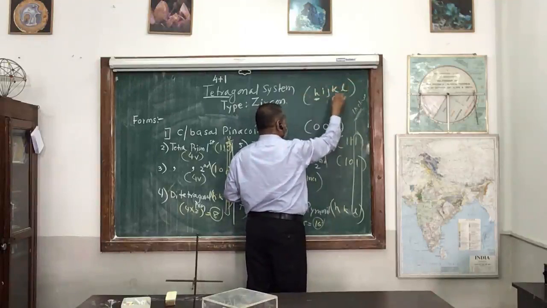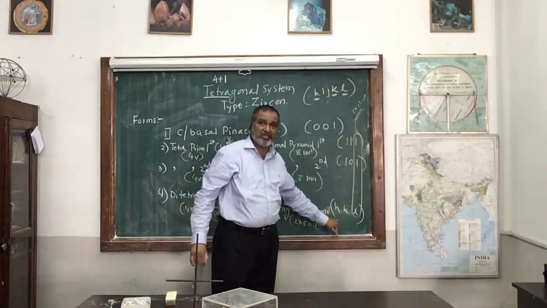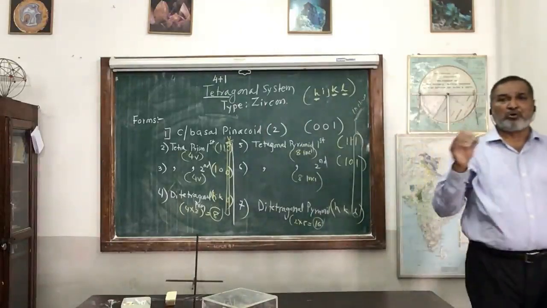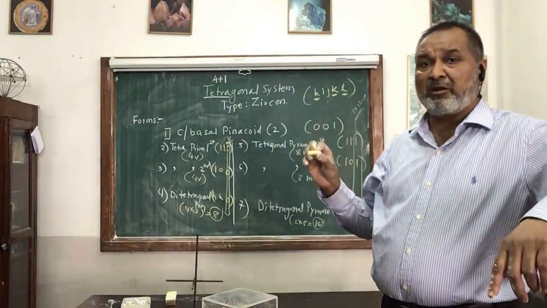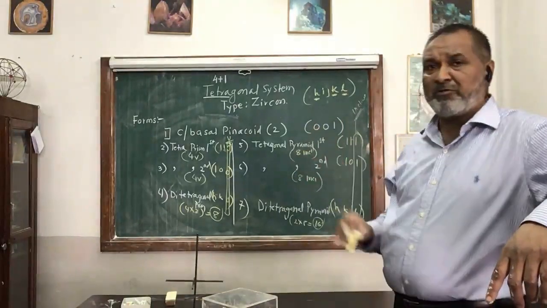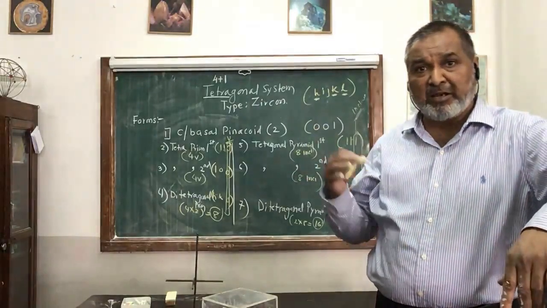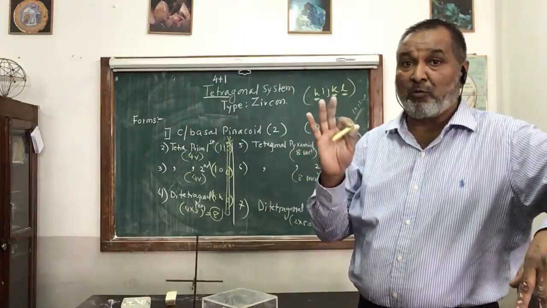H for the shortest distance, K for the intermediate one, and L for the longest one. So H, K, L is the symbol we are going to use to denote the ditetragonal pyramid, HKL. So these are the 7 forms which are present in the model. But when you actually see the model, maybe one form is there, maybe 2 forms, maybe 3 forms are there in one model.